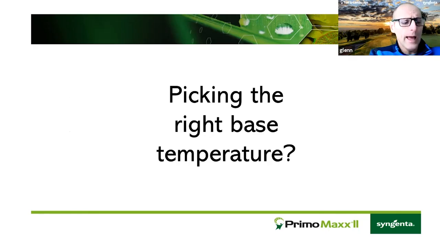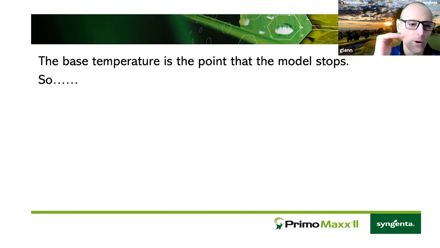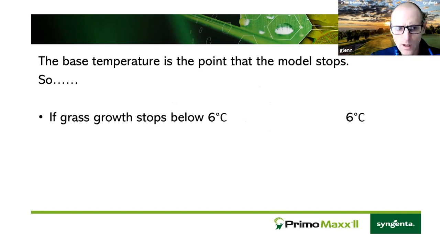So how do we pick that base temperature? I've mentioned a couple of times how important that base temperature is. That base temperature is the bottom end figure at which the model stops. So if you take your maximum temperature and your minimum temperature, work out the average of those, and then minus that base temperature, what is the point? What can we measure with the different base temperatures? What you want to do is take away that base temperature from that equation.